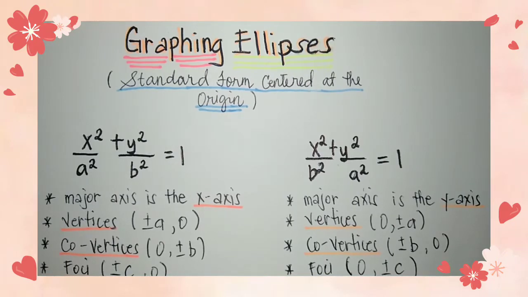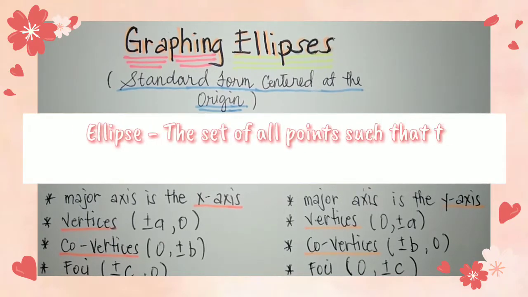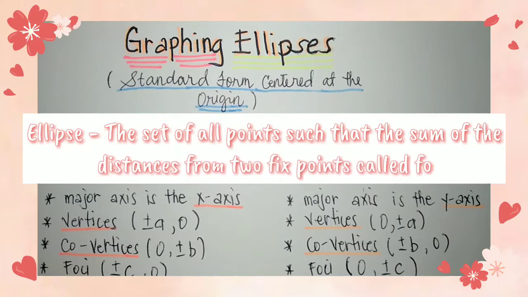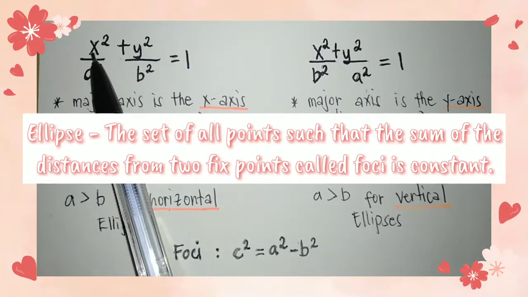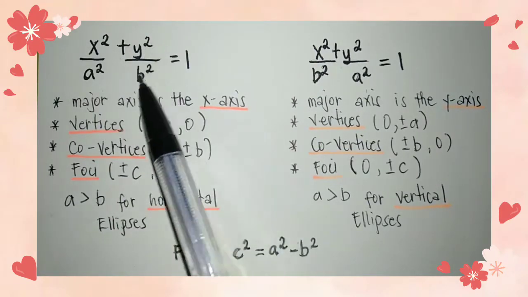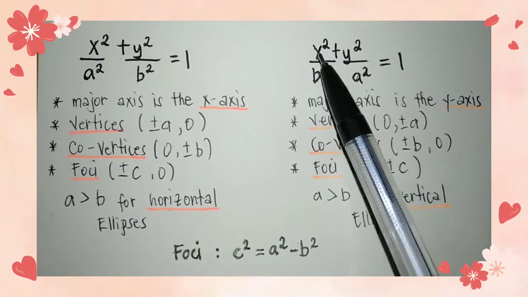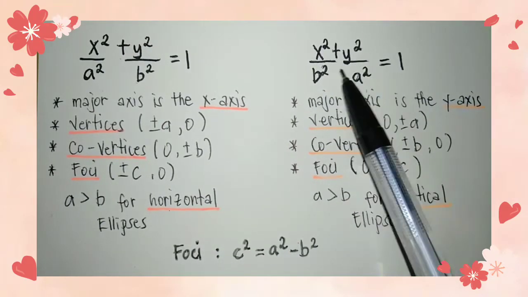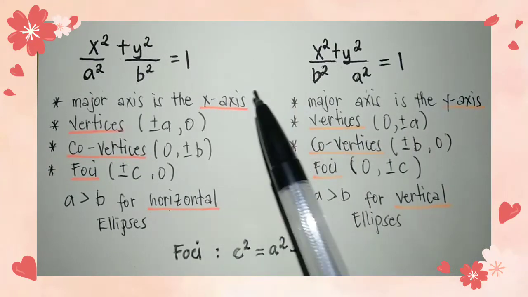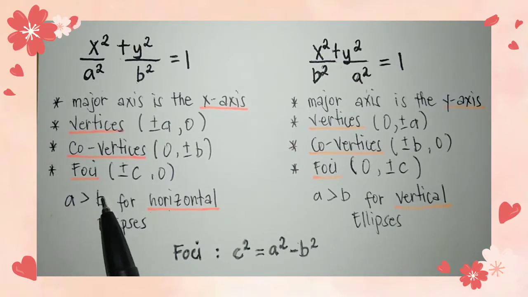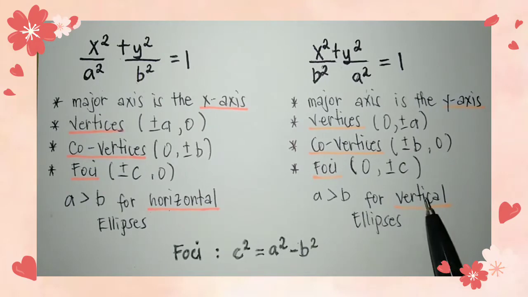When we say ellipse, it is the set of all points such that the sum of the distances from two fixed points called foci is constant. Foci is the plural form of focus. You can see we have two equations: x squared over a squared plus y squared over b squared is equal to 1, and x squared over b squared plus y squared over a squared is equal to 1. This is the standard form of an ellipse. Always remember, A is greater than B for both horizontal and vertical ellipses.